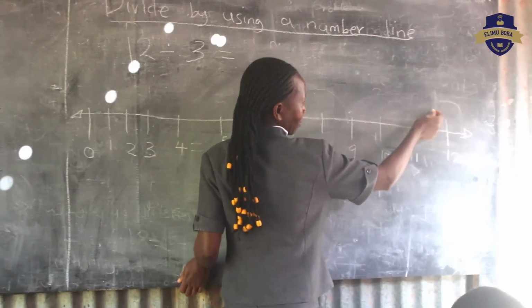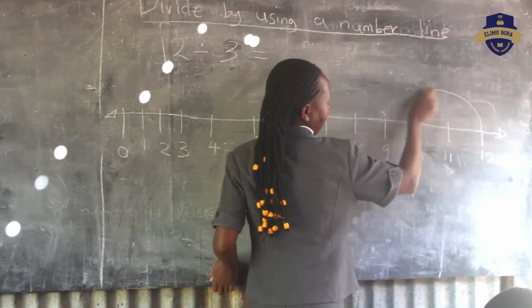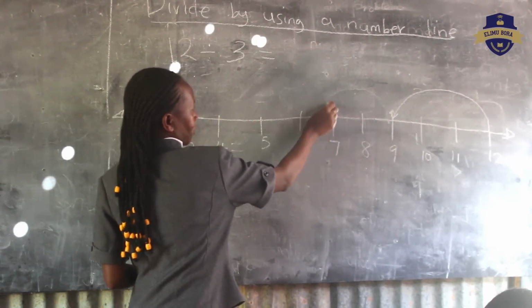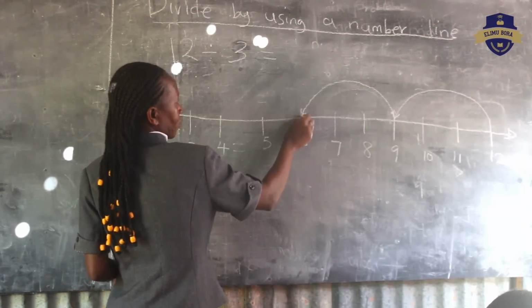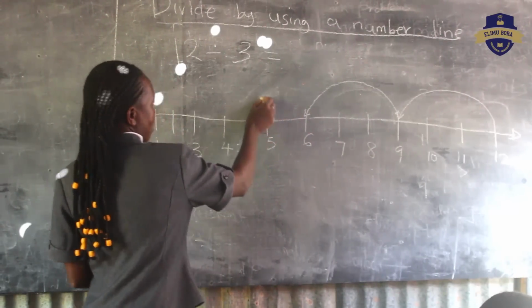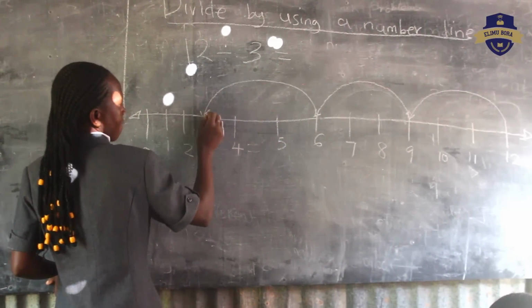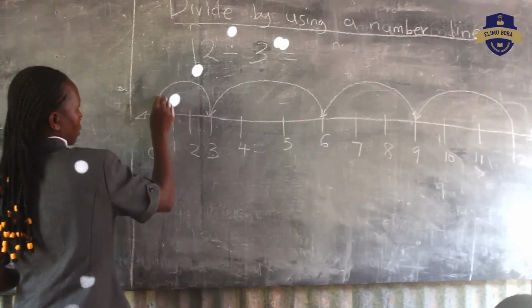We start 1, 2, 3. That is one step. Another, 1, 2, 3. Another, 1, 2, 3.